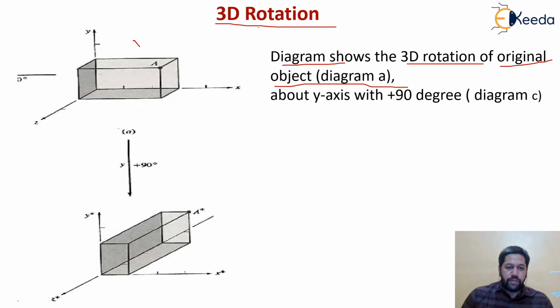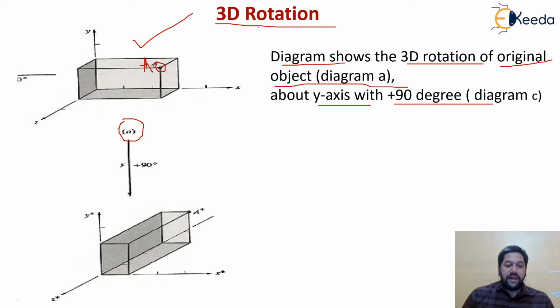Consider this was my original object shown in diagram A, and this was my point. Suppose I'm not considering all the points, I'm considering this point, which is represented as A. Getting me? And now I'm considering its rotation about the y-axis with plus 90 degrees. Plus 90 degrees I'm rotating this particular object.